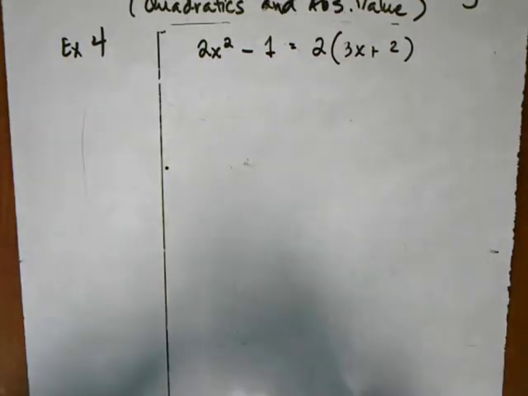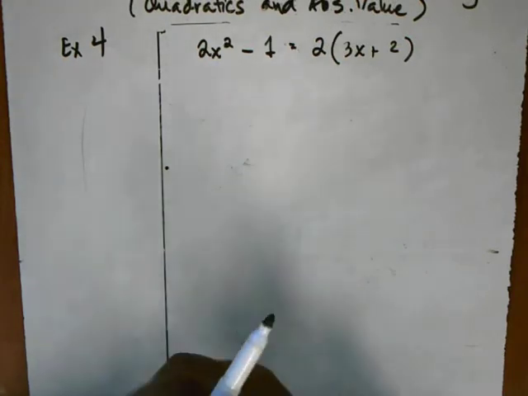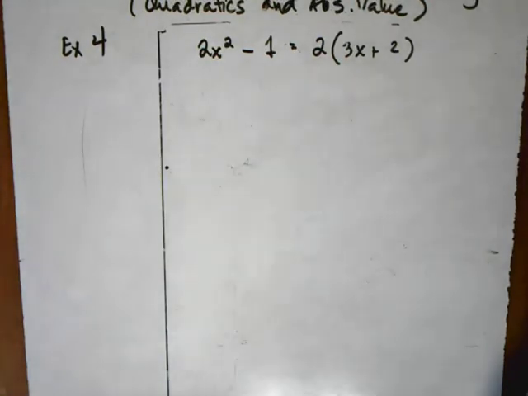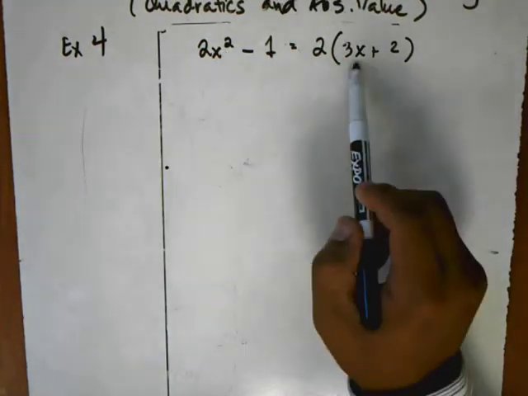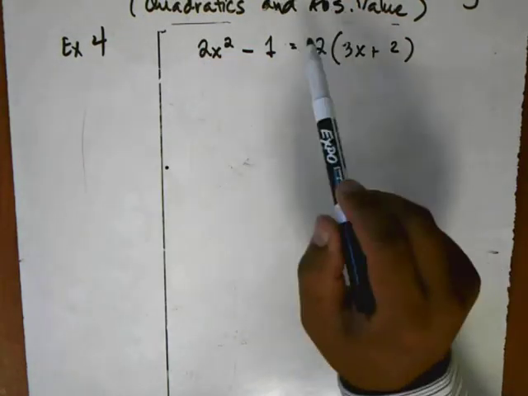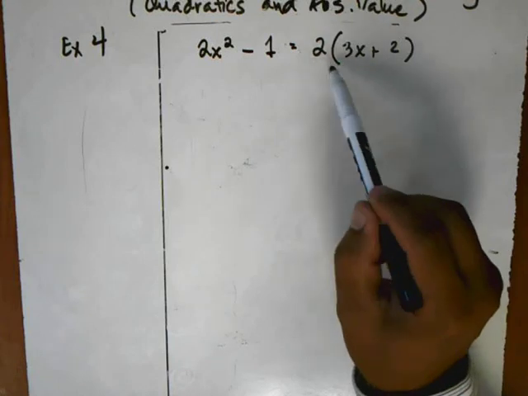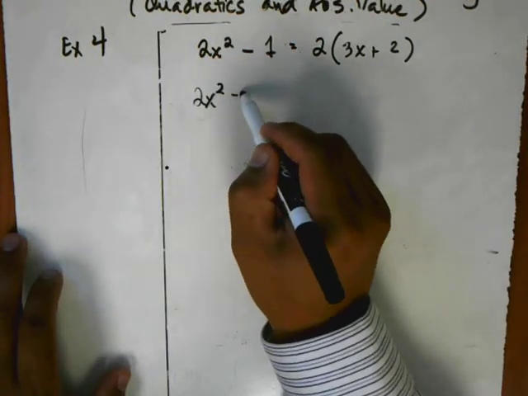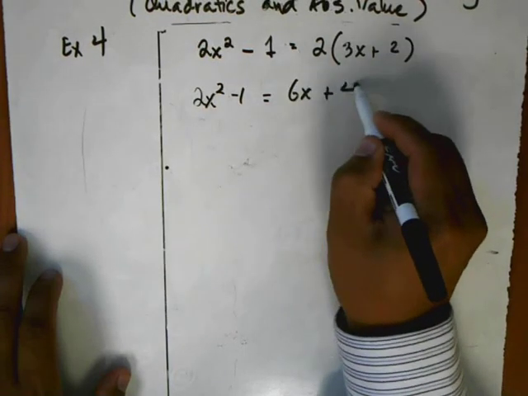Alright, so moving on here, we have another example. 2x squared minus 1 equals 2 times quantity 3x plus 2, and we need to solve for x. Now again, we have different powers of x squared and 3x plus 2. We can't really take the square root yet. I mean, we could, but it won't really help anything. So I'm going to multiply everything out on the right side. 2x squared minus 1. On the right side, I get 6x plus 4.